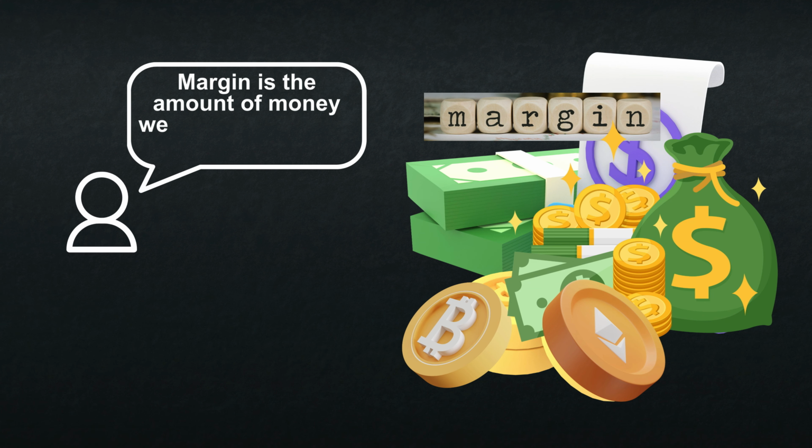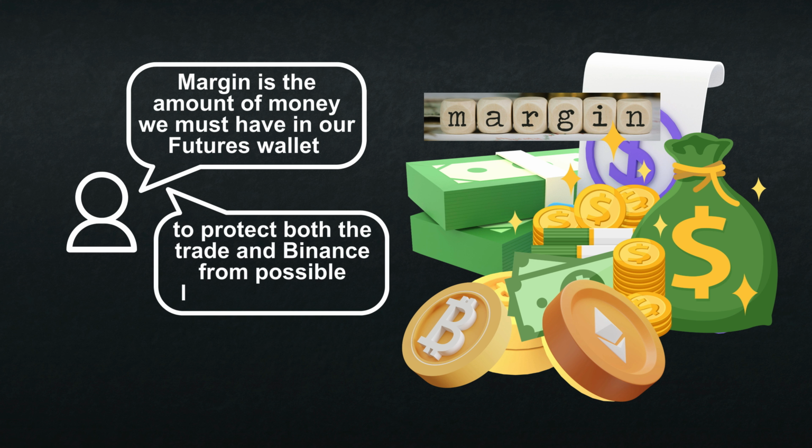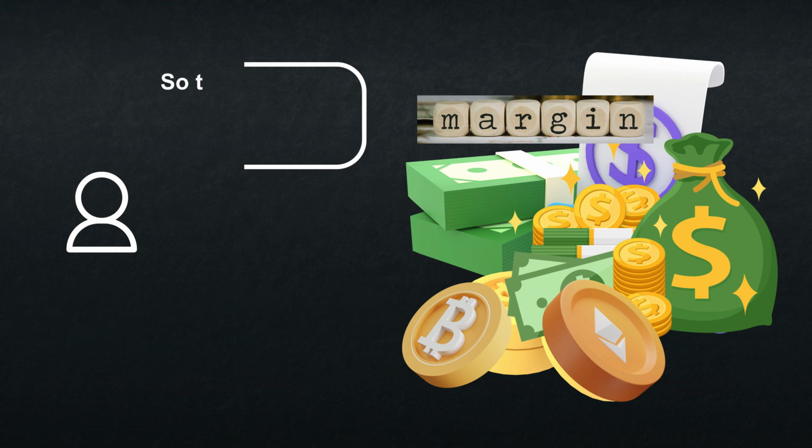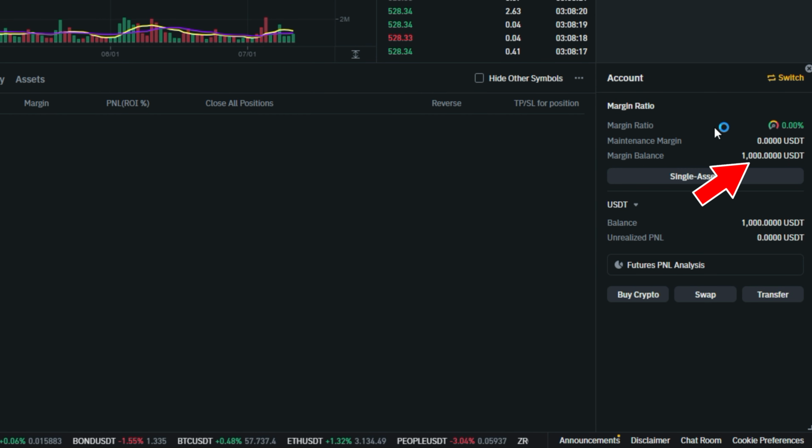Margin is the amount of money we must have in our futures wallet to protect both the trade and Binance from possible losses on the trade. So the margin acts as collateral on our futures position. For example, our margin here is equivalent to 1000 USDT, which is how much we deposited.